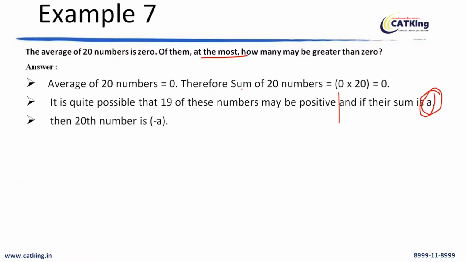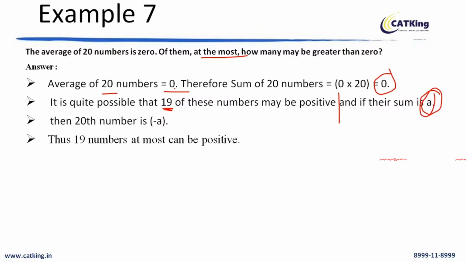So the question is, answer is 19 of these numbers could be positive because one negative can make these 19 go away. And you want to go them away because तुमको sum चाहिए 0. Sum 0 आएगा तो ही तो average of these numbers will be 0. So the answer is 19 of these numbers at most, maximum possibility, can be positive. Okay, I hope it's clear.